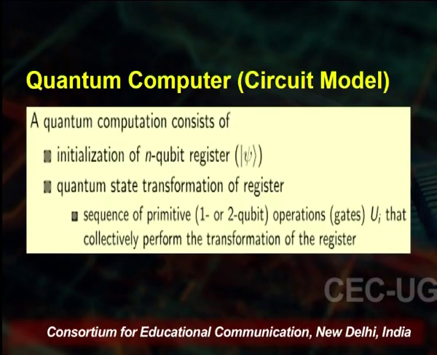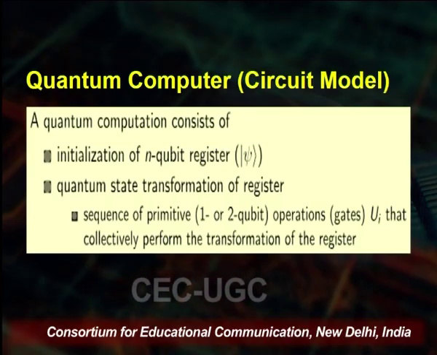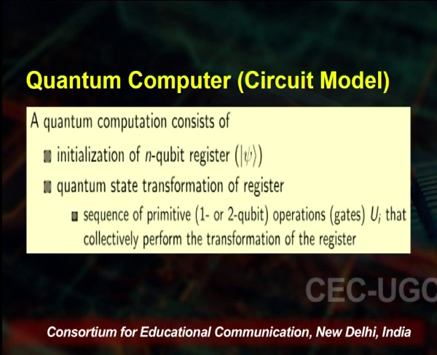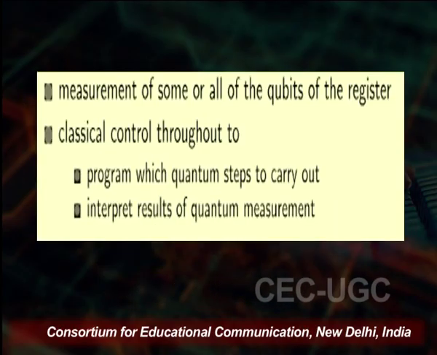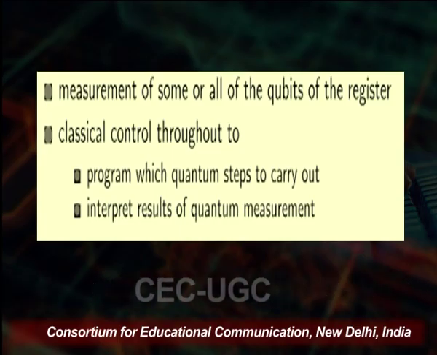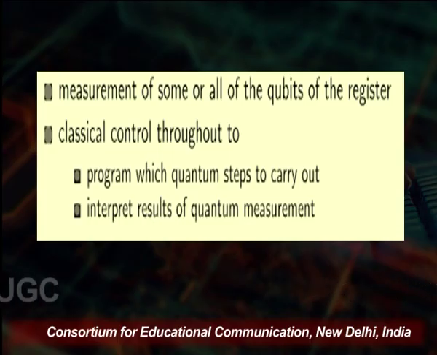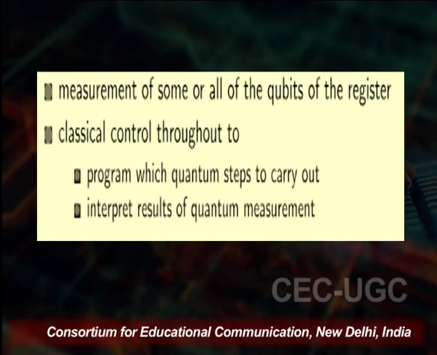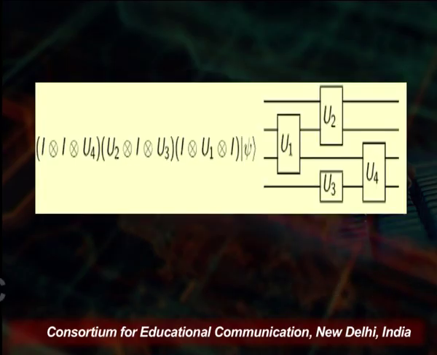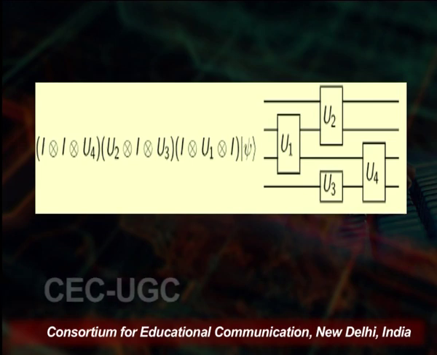So first we initialize the n-qubit register, then the quantum state transformation of the register, which is performed collectively using the gates and the sequence of primitives, like one- and two-qubit operations. Another is a measurement of some or all of the qubits of the register. After that, classical control tells the program which quantum steps to carry out. Then next is interpreting the result of the quantum measurement, meaning the interpretation of the result of the quantum state.